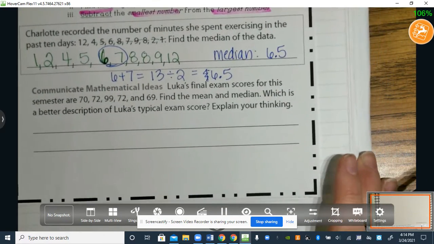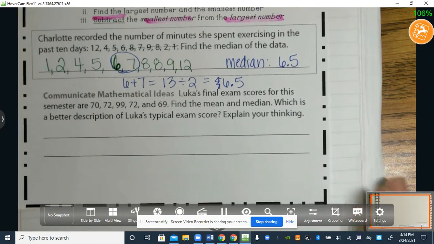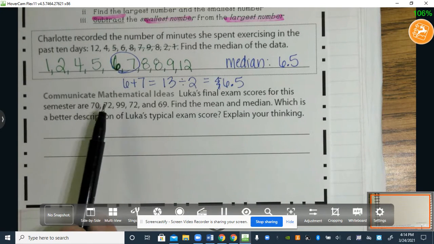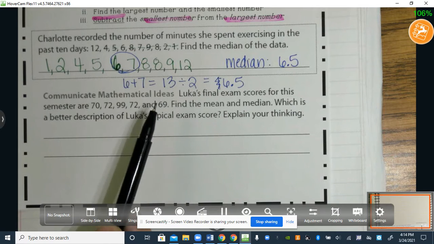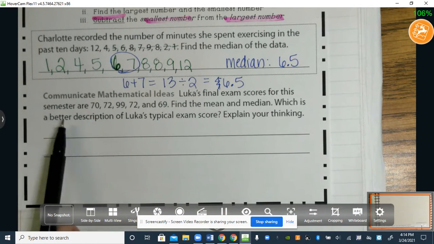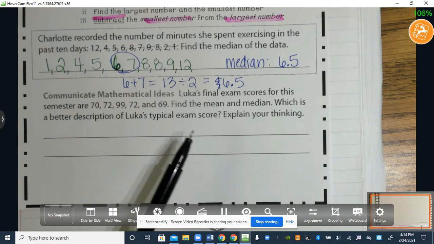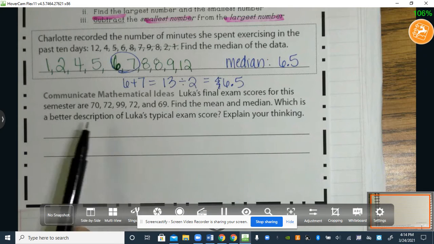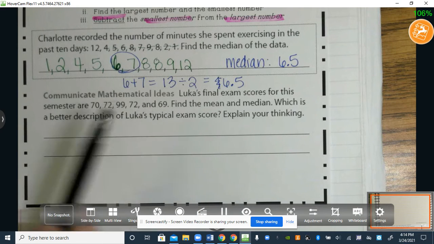Okay, the last question that we have here on this page, it says, Luca's final exam scores for this semester were a 70, a 72, a 99, a 72, and a 69. Find the mean and the median. Which is a better description of Luca's typical exam score? Explain your thinking.